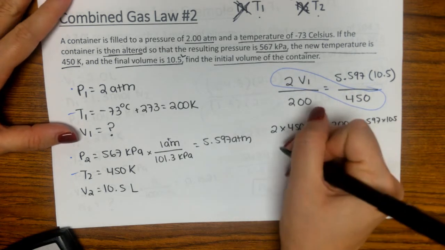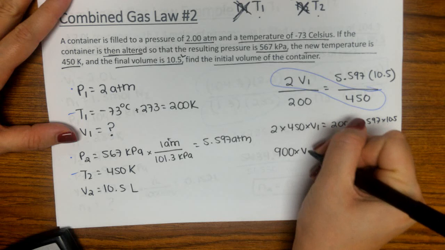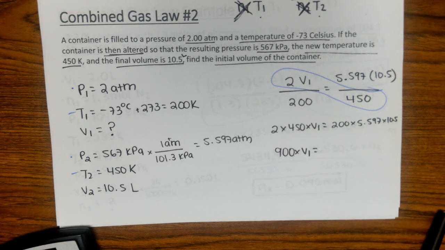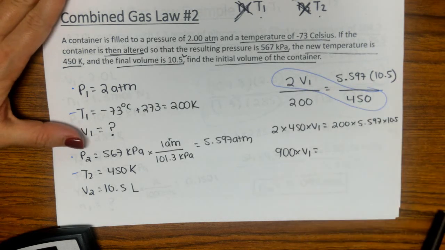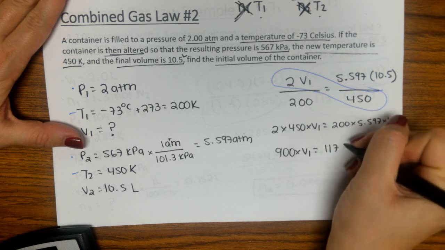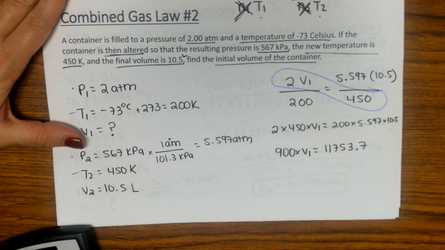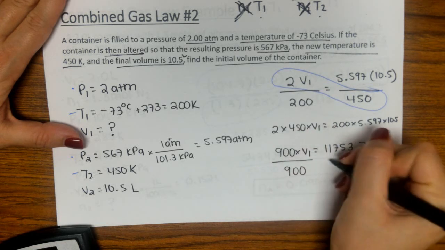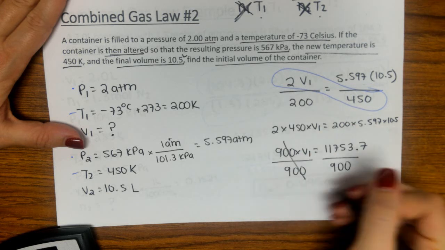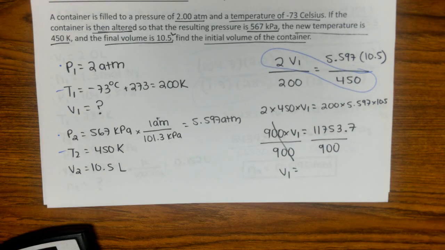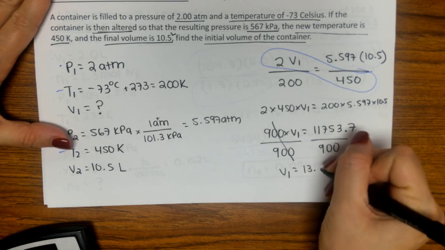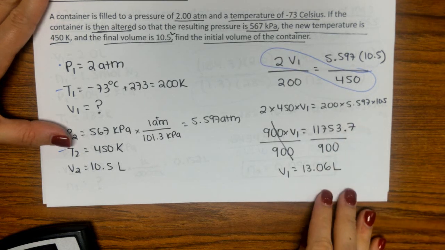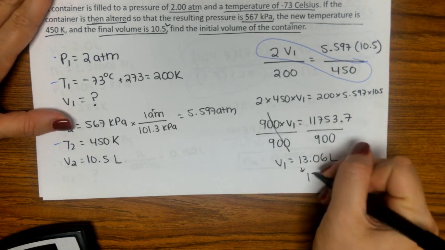450 times 2 is 900 times V1 equals, and I cross multiply these, that number is 11753.7. And then to solve for V1, you need to isolate your variable, divide each side by 900. And V1 equals 13.06 liters. Sig figs, 13 liters.